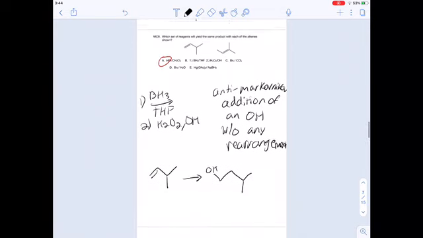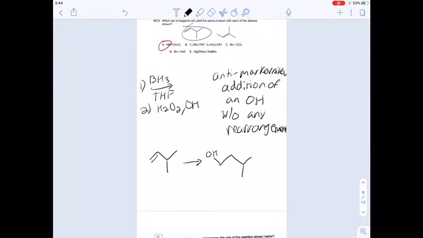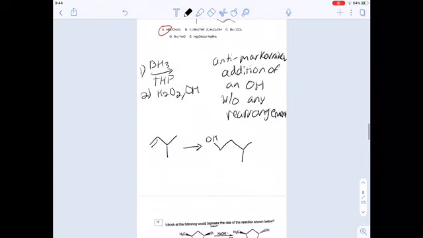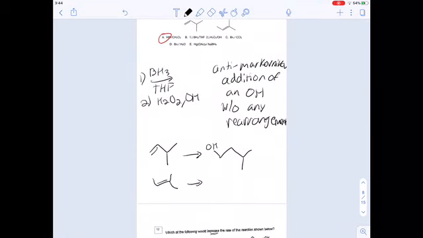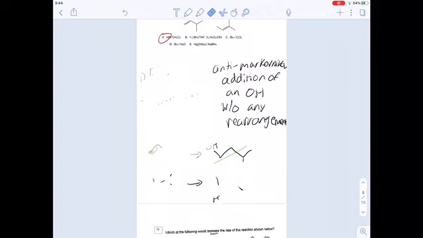So in this case, your product would be like this if you used the first alkene. Using the second alkene, your product would look like this because your OH is going to add to your less substituted side, which for this one is here, and for this one it is here. And these are not the same product, so you know B is not going to be your answer.